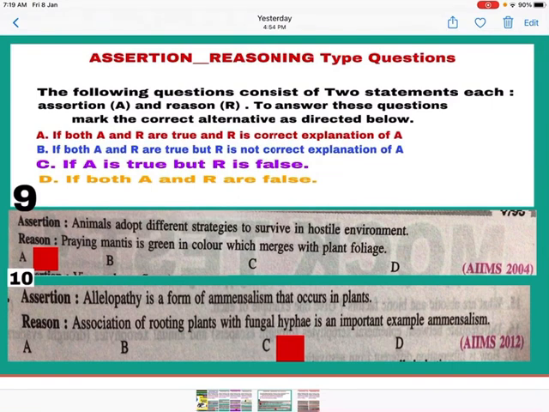Assertion: Animals adopt different strategies to survive in a hostile environment. Correct statement है. Animals adapted होते हैं to different environments और different strategies को adopt करते हैं to live successfully in the environment. ये correct statement है. Reason देखिए. Praying mantis, ये एक इंसेक्ट है. It is green in color which merges with the plant foliage. This is the correct statement and correct reason.